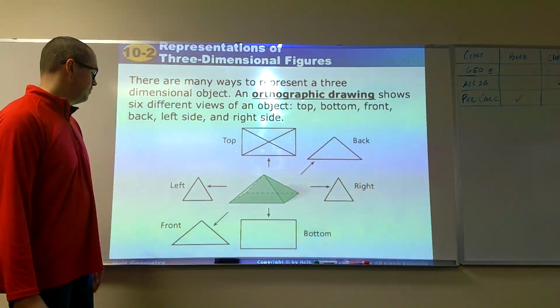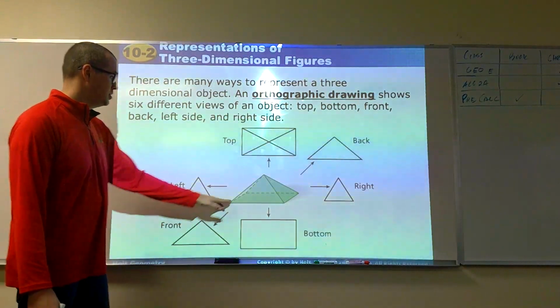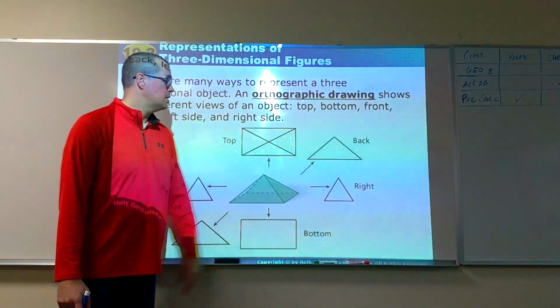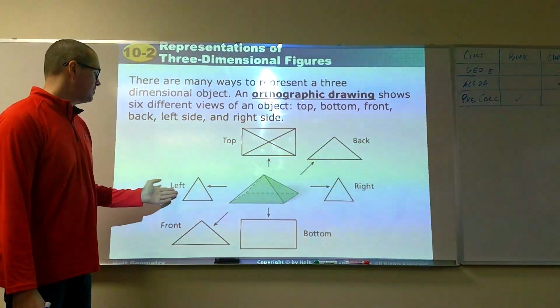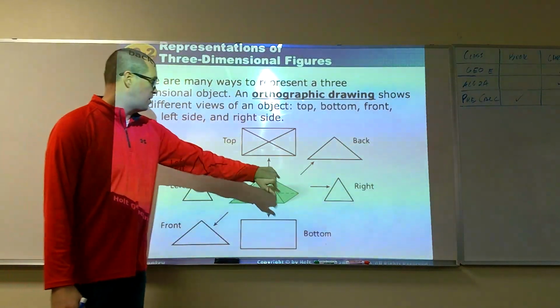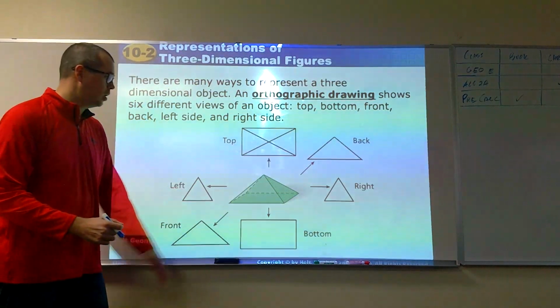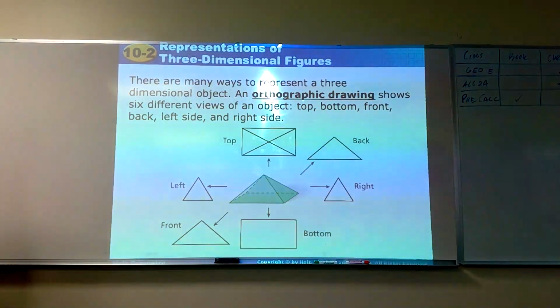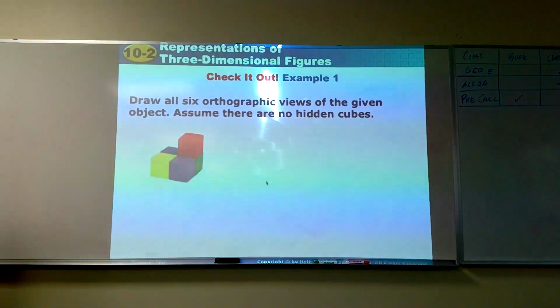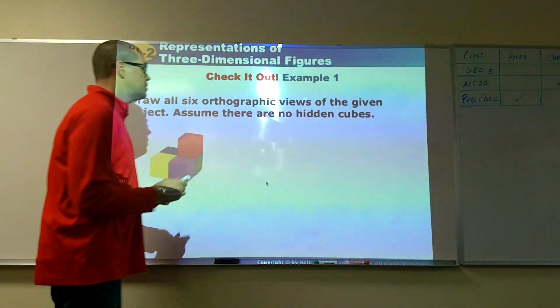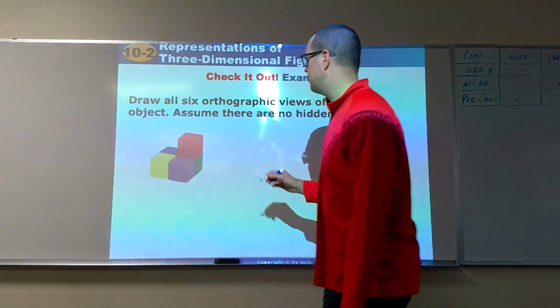So if you're looking at it from the front, it's a triangle. Back, it's a triangle. Left, triangle. Right, triangle. The top is if you were to look over the top of it, it would be a rectangle. And the bottom would also be a rectangle if you were to flip it over and look at that. So if you're looking at these cubes, we want to talk about the different views.